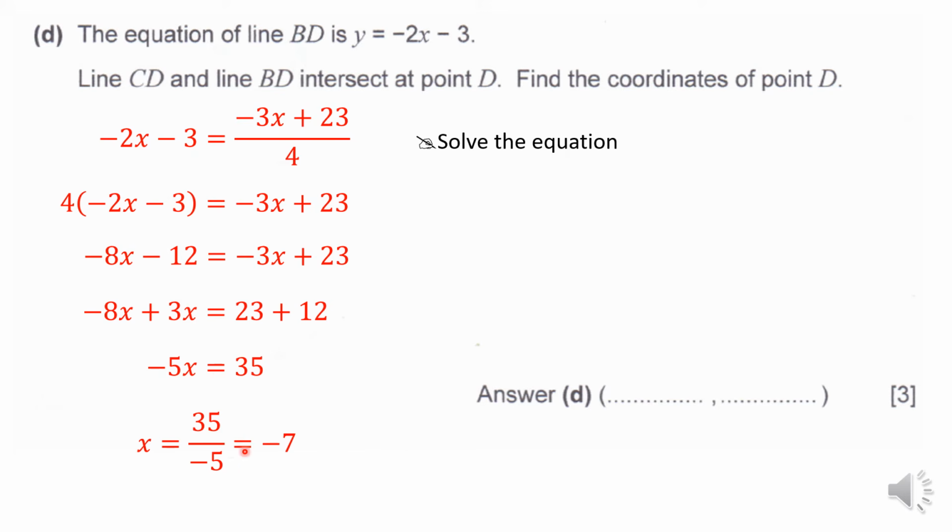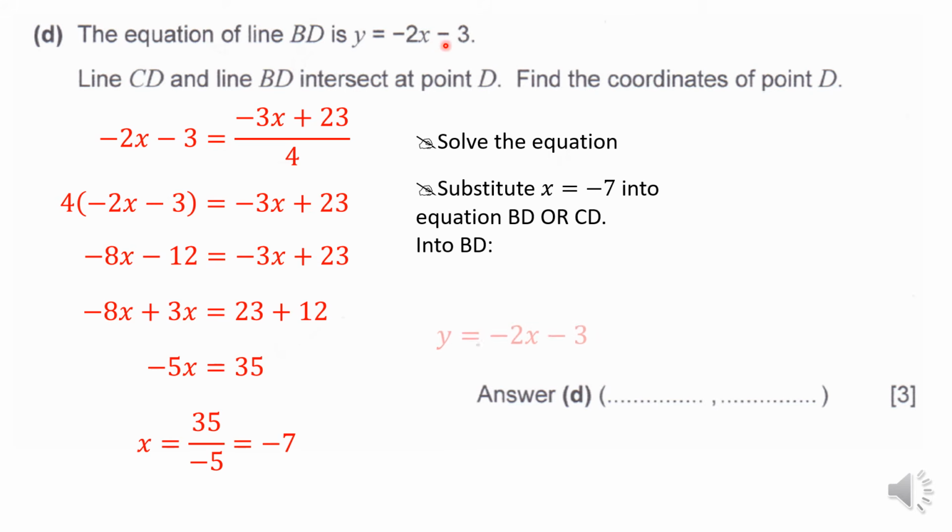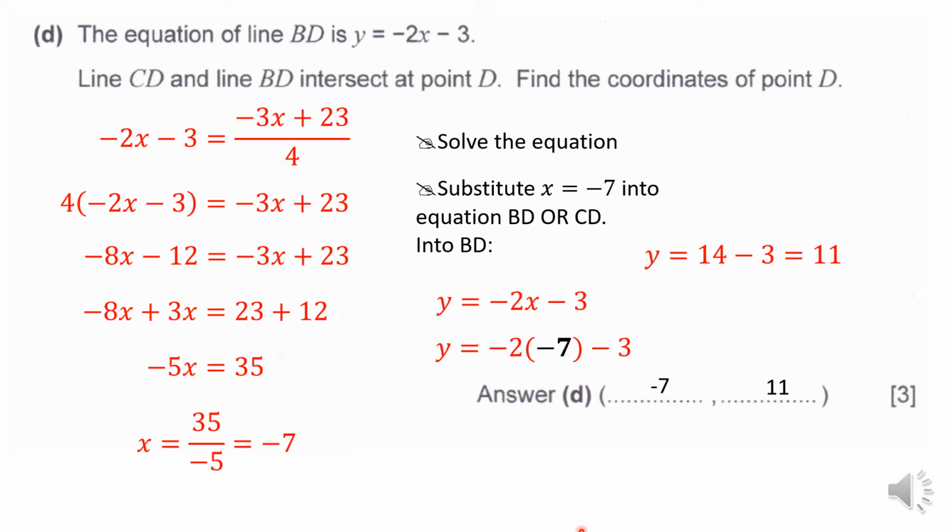Now, you take this answer for x, you can substitute in any one of the equations. Preferably, I will substitute in the equation they gave us here. So I'm going to substitute in equation BD, and that is y equals negative 2x minus 3, and x is negative 7. Clean this up, you will realize that y is 11. So the coordinates of D would be negative 7, 11.